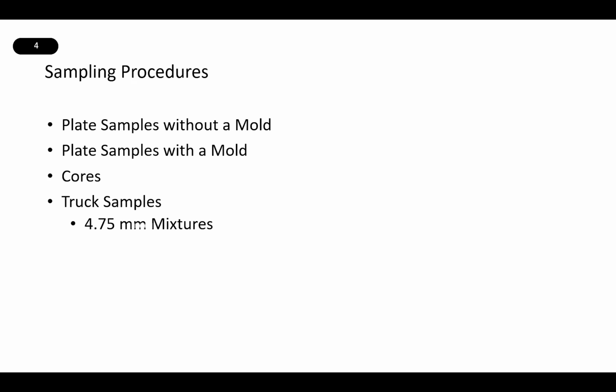Sampling procedures. There are various types of HMA sampling procedures such as plate samples without a mold, plate samples with a mold, cores, and truck samples. Truck samples include 4.75 millimeter mixtures, open grade mixtures, and dense graded mixtures. Plate samples without a mold are more commonly used in Indiana than plate samples with a mold. Truck samples are optional and are used for informational purposes for the producers.